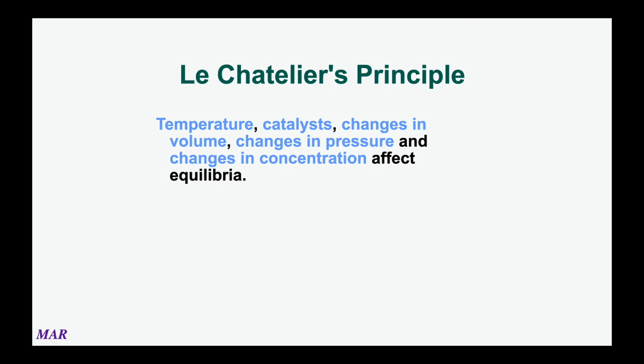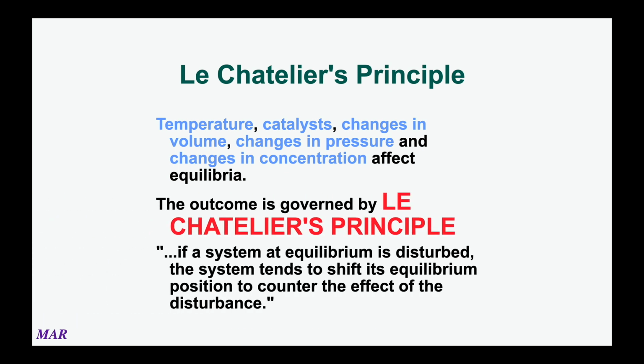There are a lot of things that affect equilibrium. We've already seen how you can add more reactant or look at quotients, but it's more than that. You can also have changes in temperature and changes of pressure. Lots of things will affect the equilibrium position. So Le Chatelier's principle is just how a chemical reaction will adjust to a change. Here's the actual wording: if a system at equilibrium is disturbed, the system tends to shift its equilibrium position to counter the effect of the disturbance.